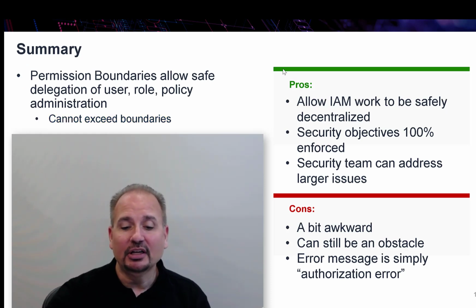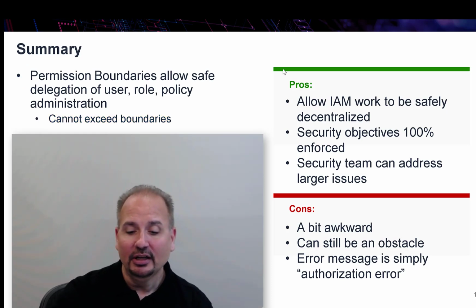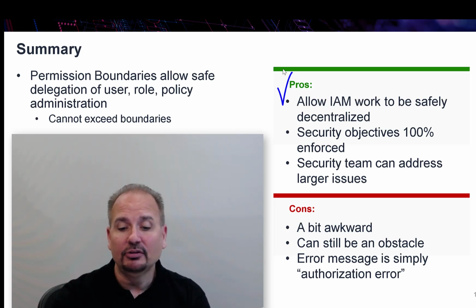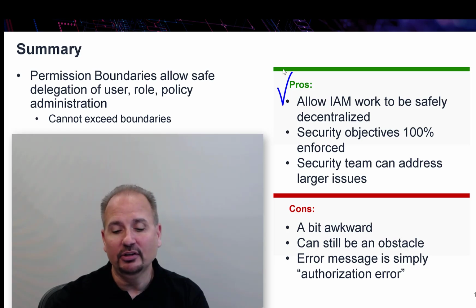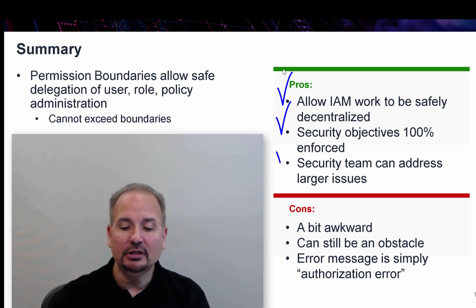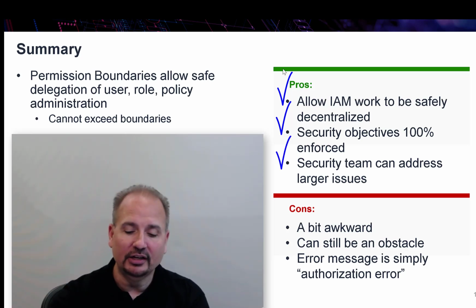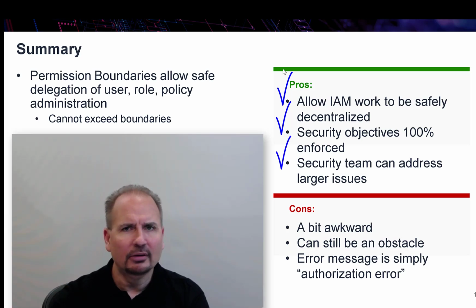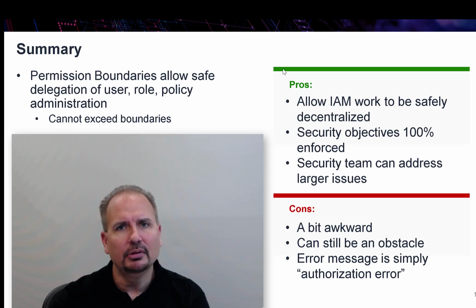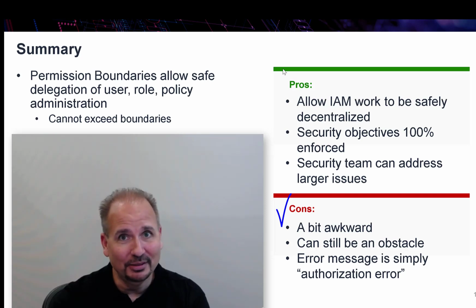Now, not everything about permission boundaries is great. We are allowed to have our IAM work be safely decentralized. That's the main benefit, and we're 100% enforced on our security, and our security team can address the larger issues, so that's definitely good. The cons are, I don't know about you guys, I find this a little bit awkward. In fact, I wouldn't be surprised if you have to back up this video a few times to look at some of that demonstration again.